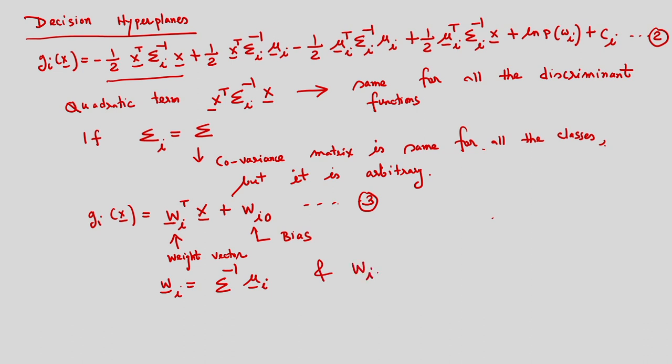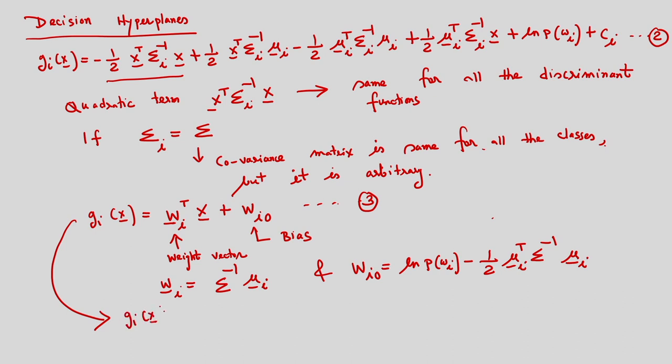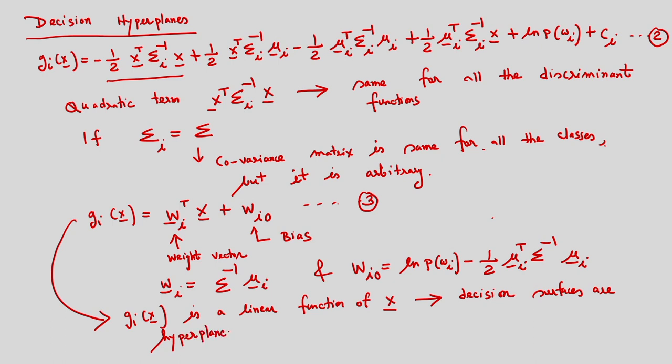And what is the bias? The bias wi naught is ln of the prior probability minus 1 by 2 mu i transpose sigma inverse mu i. So I can write like this. If you see this equation, gi(x), the discriminant function, is a linear function of x, and corresponding to this, the decision surfaces are hyperplanes.